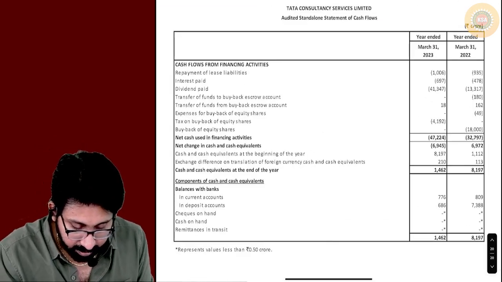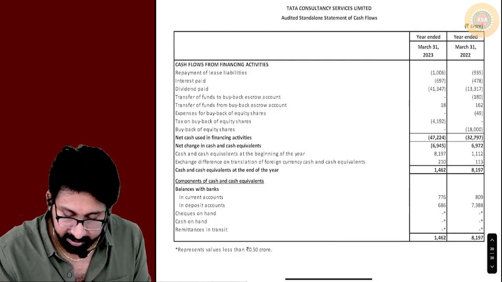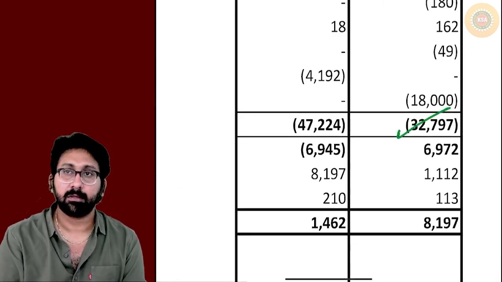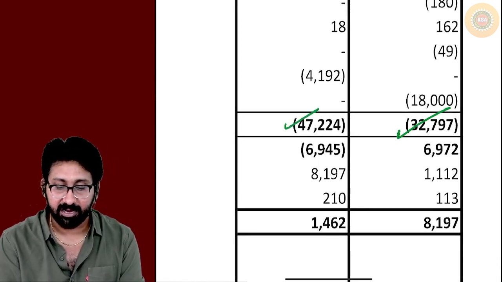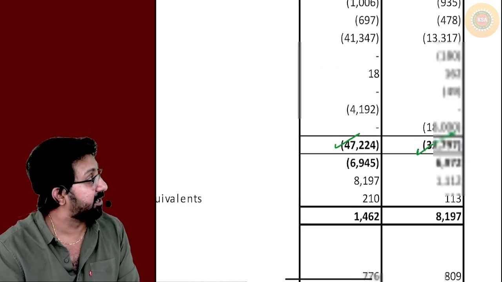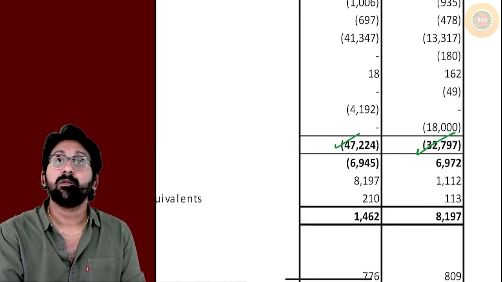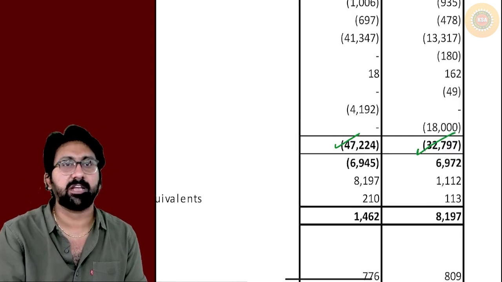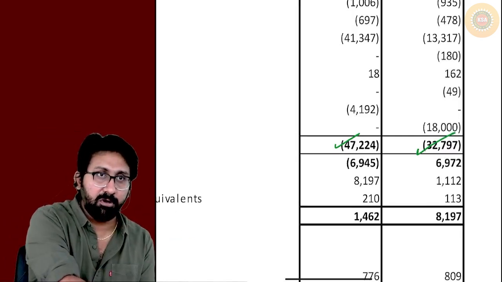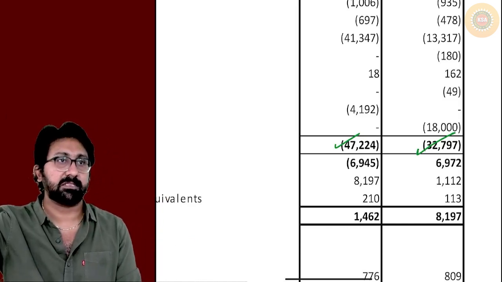Next one. Net cash used in financing activity. See here now. Tell me, how much is the outflow in the last year for financing? Answer. How much this year? 47,224. That means technically how much increase is there? Substantially how much cash outflow has happened? Almost 14,000 outflow has happened. Correct? In that 14,000 they might have used cash for some amount, bank balance, whatever was remaining.